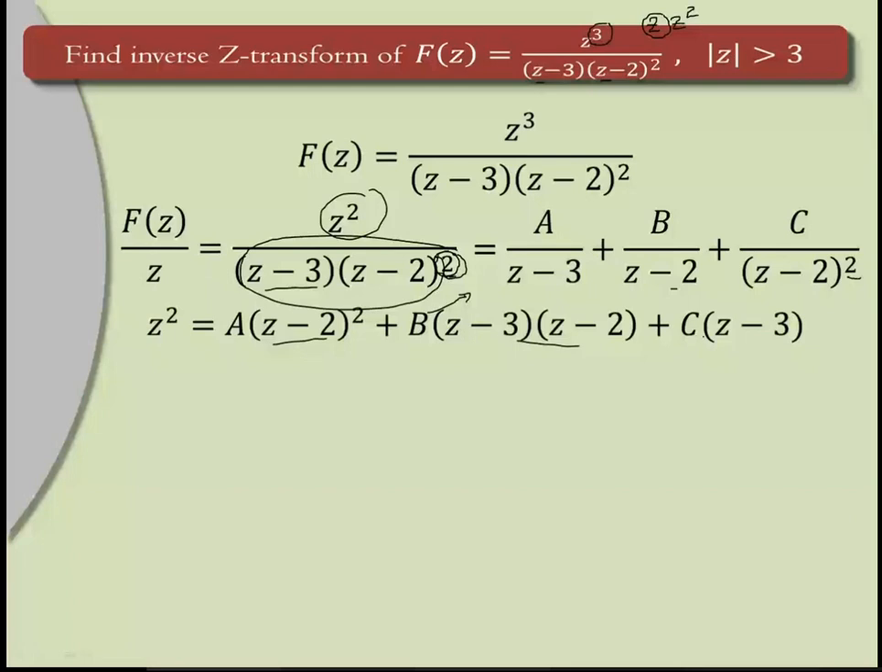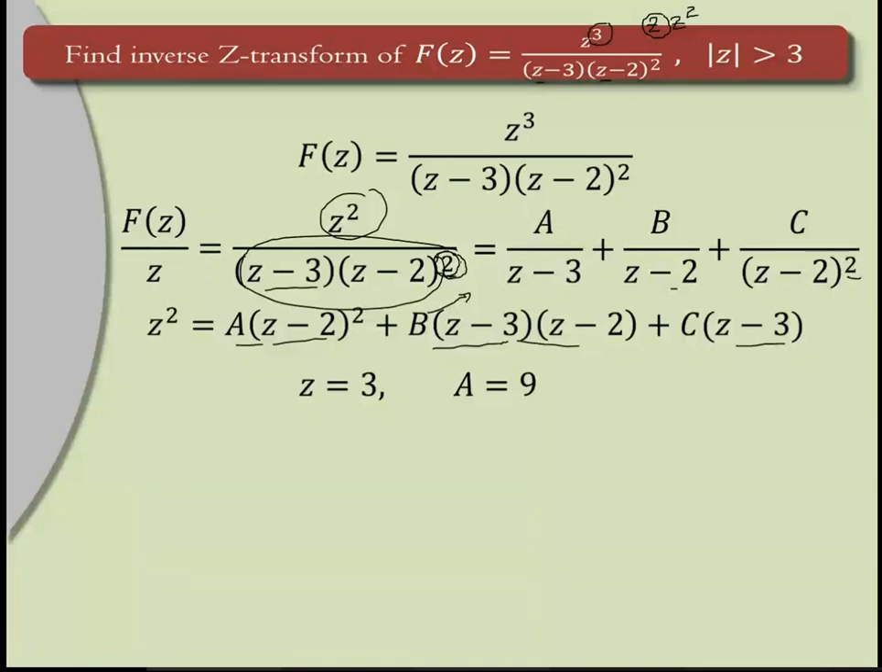Now, we already saw how to get ABC by doing some substitutions for Z. Substitute the values of Z so that some of the terms get cancelled. So you can see if you put Z equal to 3, this term gets cancelled, this term gets cancelled, and we can easily get A. For z equal to 3, it becomes 3 square equal to a into 3 minus 2 square. 3 minus 2 is 1. 1 square is 1. So a will be 3 square, that is 9. B into 3 minus 3 is 0. C into 3 minus 3 is 0. So z equal to 3, we get a equal to 9.